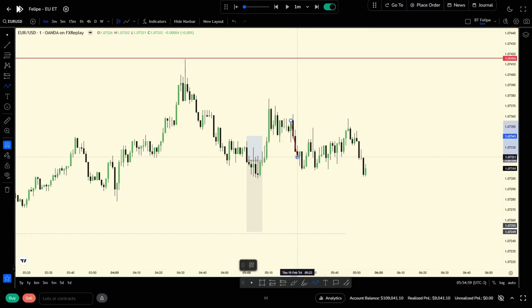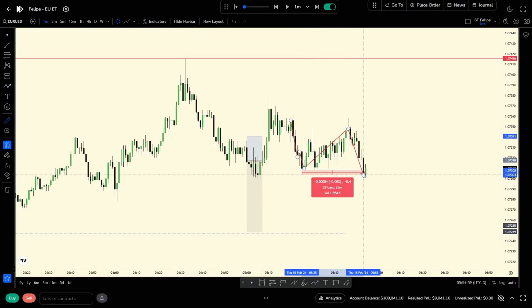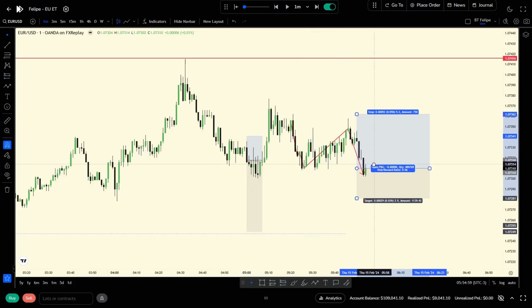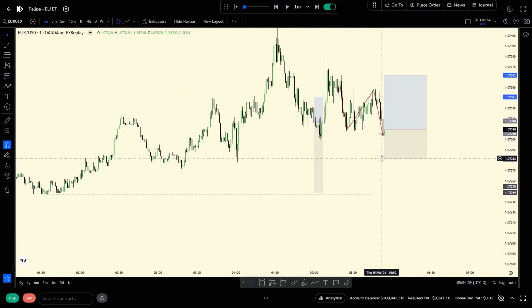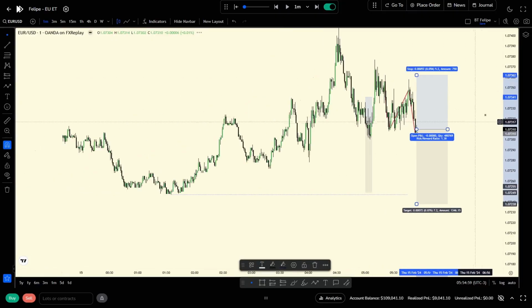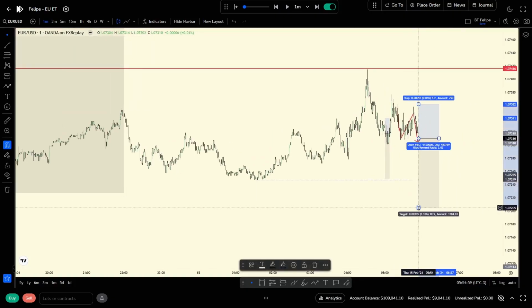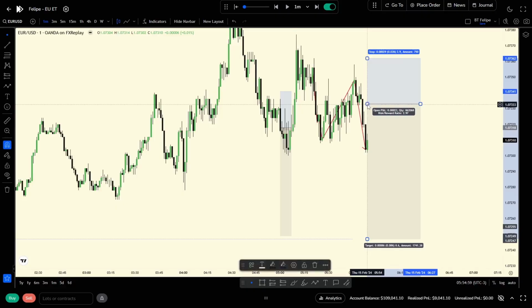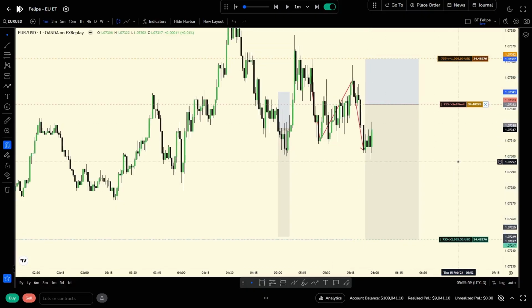This one is kind of valid, but the only problem is that it took a very long time. Like there were a lot of candles here. It's not really a problem, but also the stop loss is very big. I'd like my TP to be closer to here. Maybe if I can do something like this.